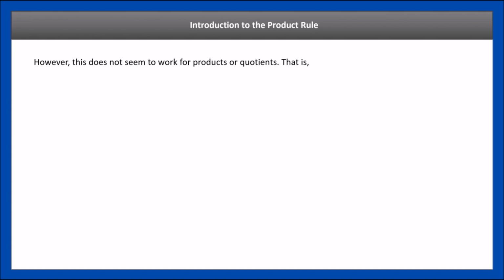However, this does not seem to work for products or quotients. For example, if I have a product of two functions, f of x times g of x, I cannot simply take the derivative of both of them and then multiply them together. That's just not going to work. Most of the time it's not going to work this way. So what do we do?